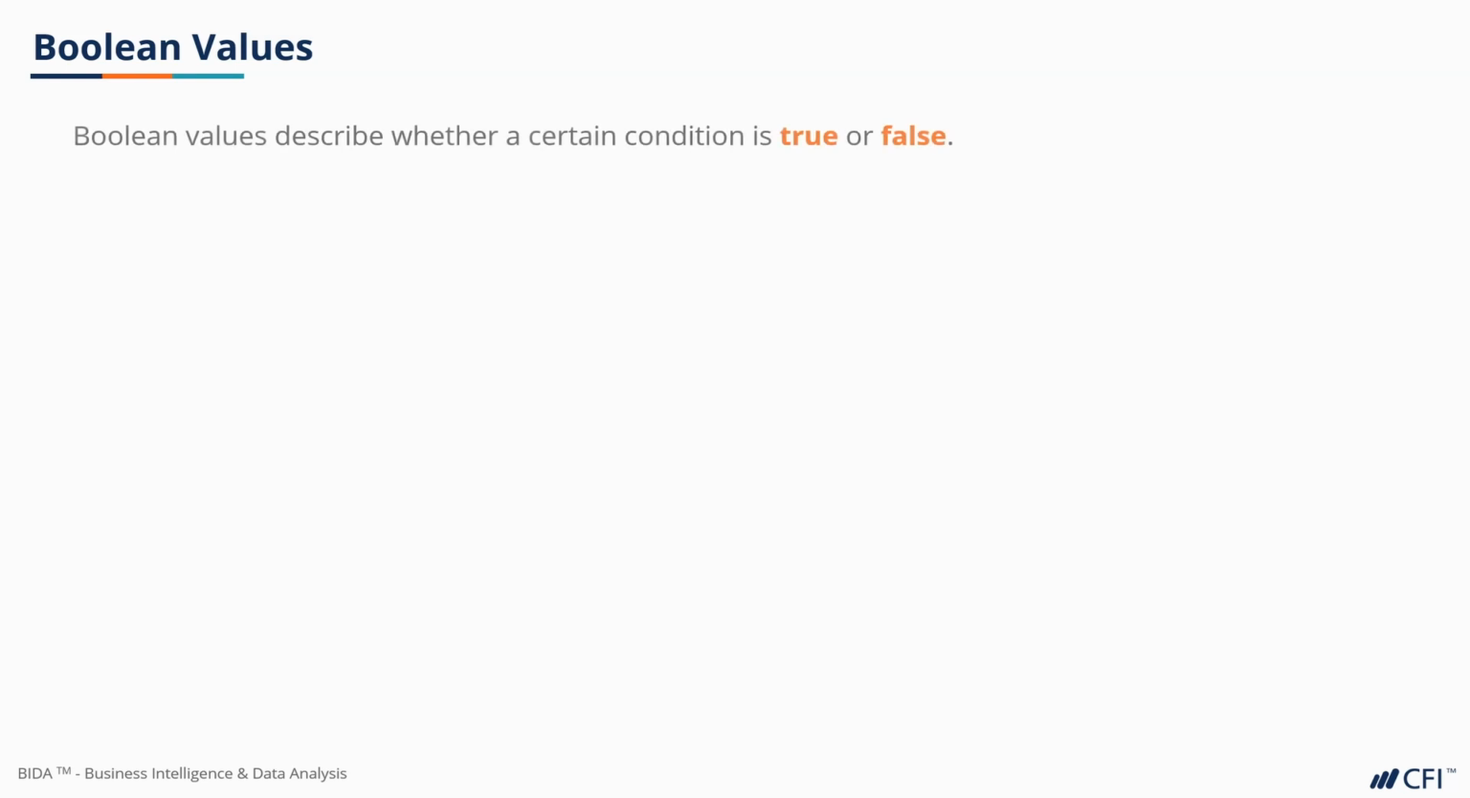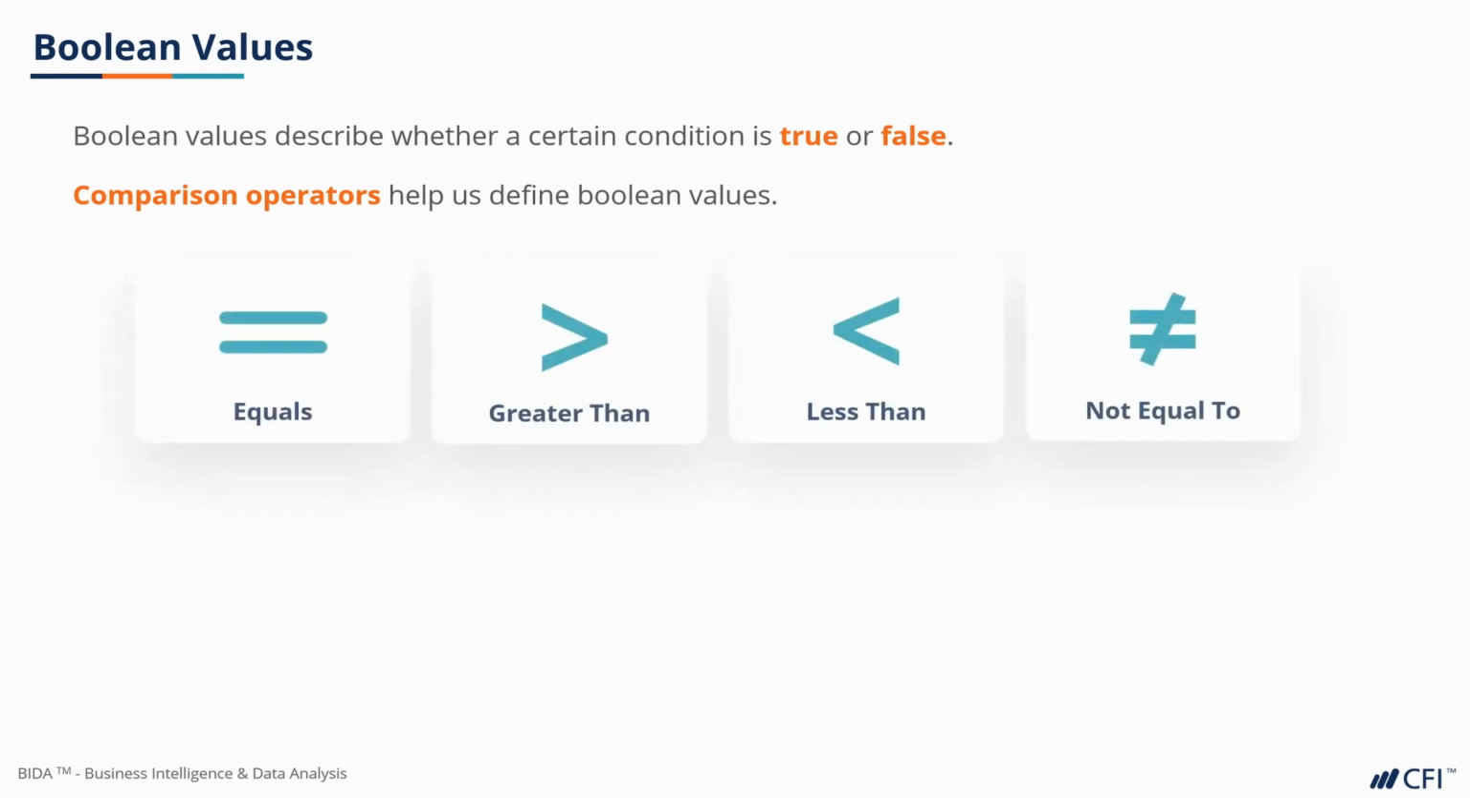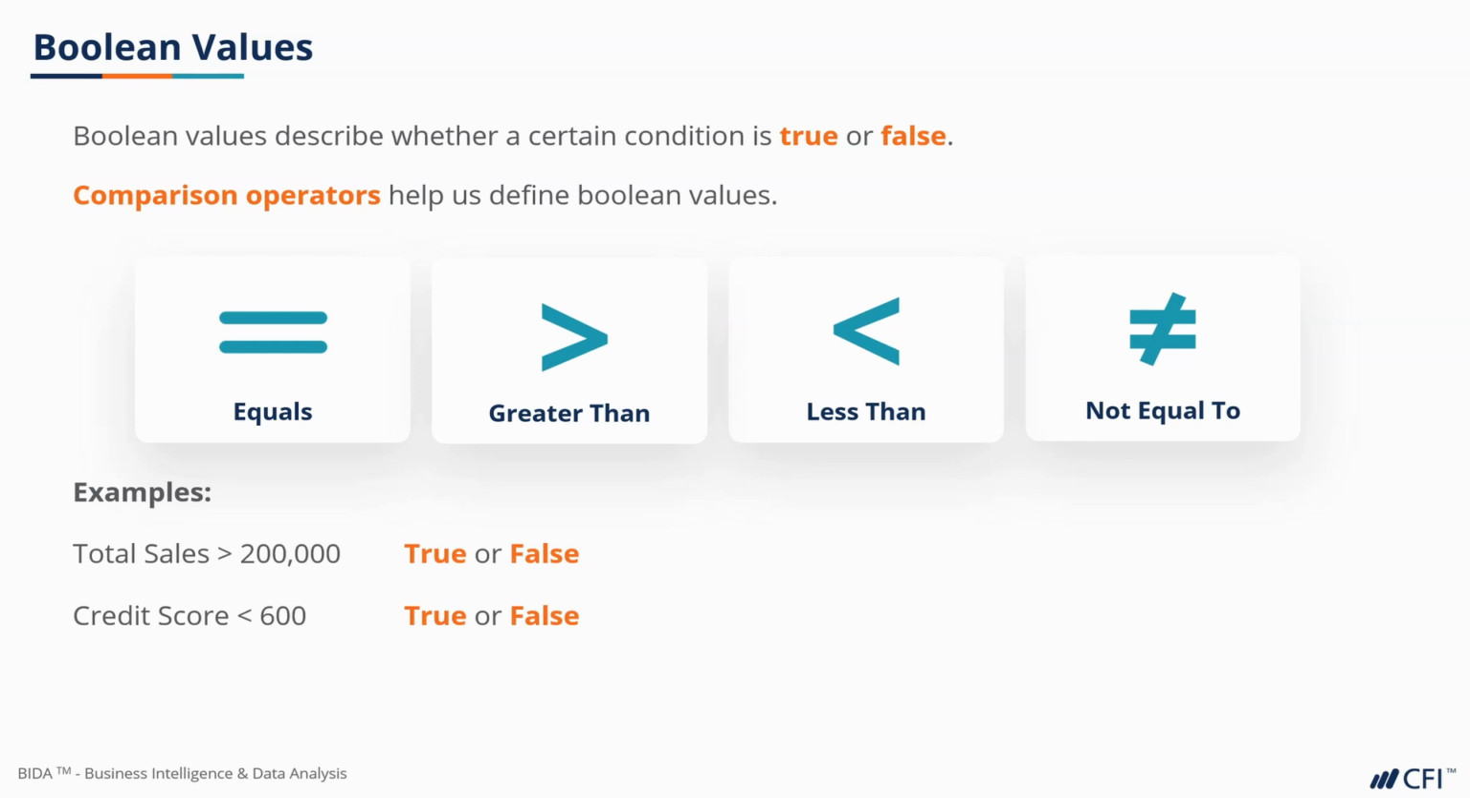Boolean values describe whether a condition is true or false. And comparison operators can help us define Boolean values. The most common comparison operators are equals, greater than, less than, or not equal to. We can use those in an expression to determine if a condition is true or false. For example, are total sales greater than 200,000, or is this credit score lower than 600? In both cases, we get a true or false value known as a Boolean.